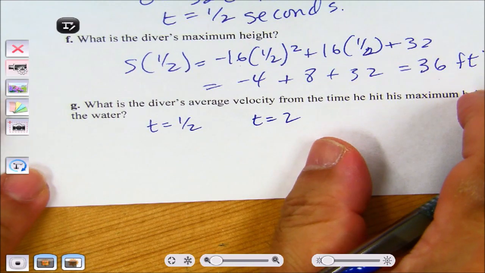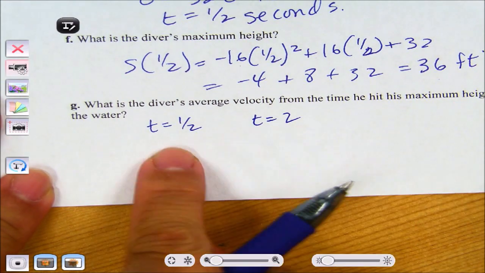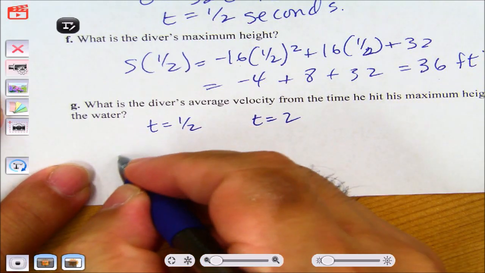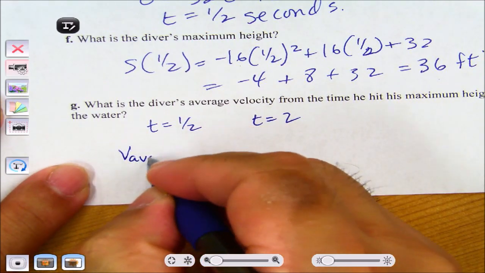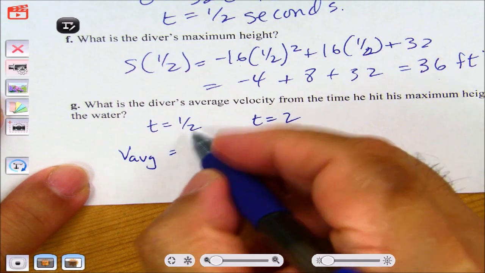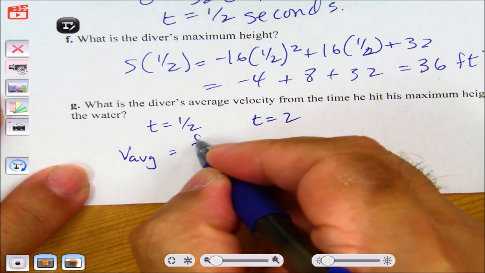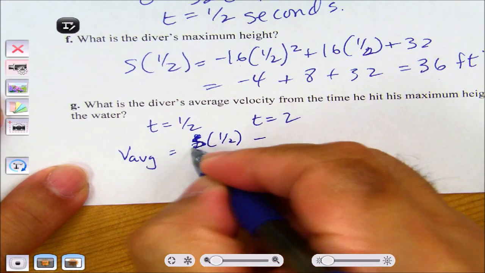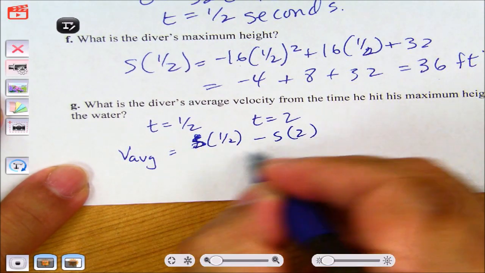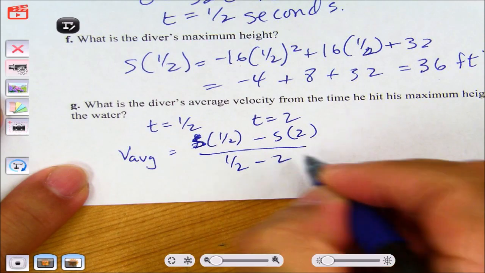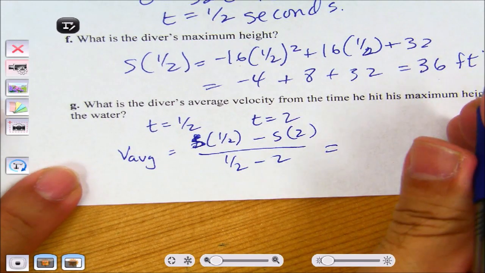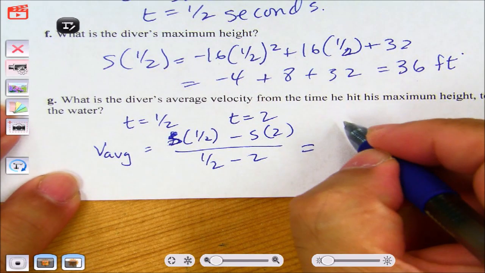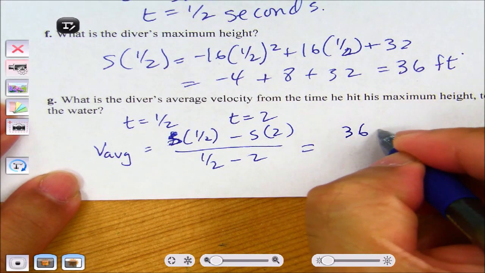To find the average velocity, we just find the slope between those 2 points. Doesn't matter which one comes first. It's going to be s of 1/2 over, or s of 2 over 1/2 minus 2. And if you like to do it the other way, that's fine. What was s of 1/2? 36. And s of 2 is 0, right?